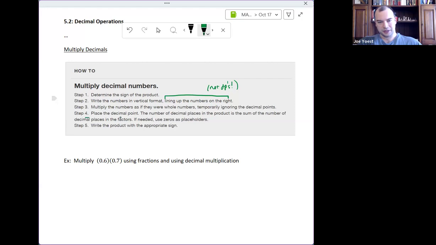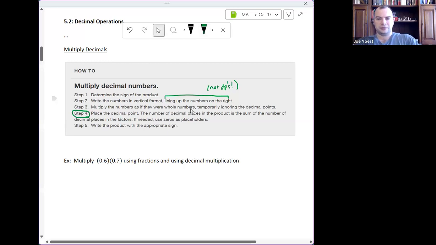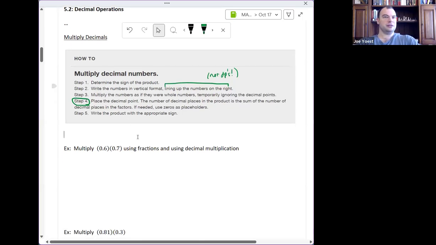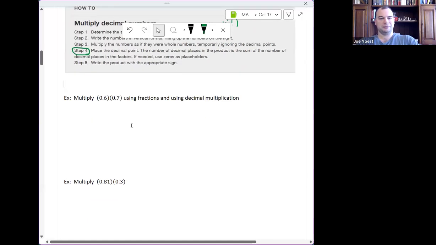And here is where we handle the decimal point. The number of decimal places in our final product, in our final answer, is the sum of the number of decimal places in the factors. And then we write the product with the appropriate sign. So let's start with a pretty simple one, say 0.6 times 0.7.